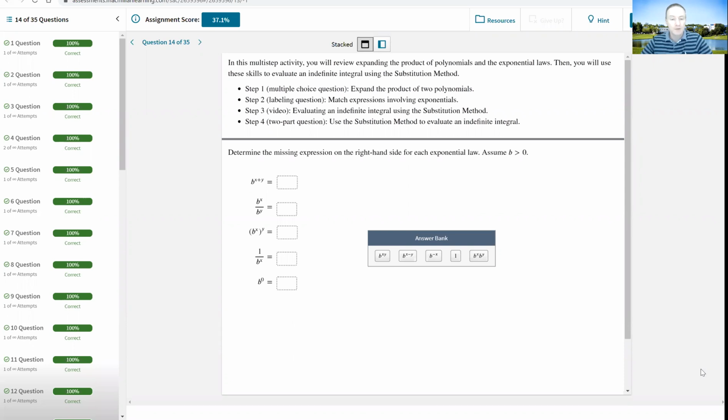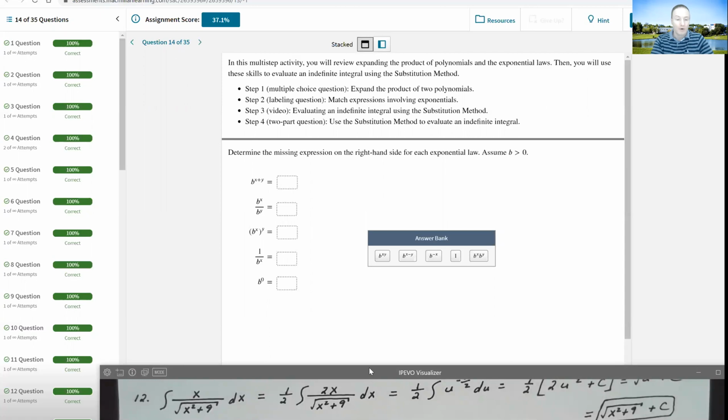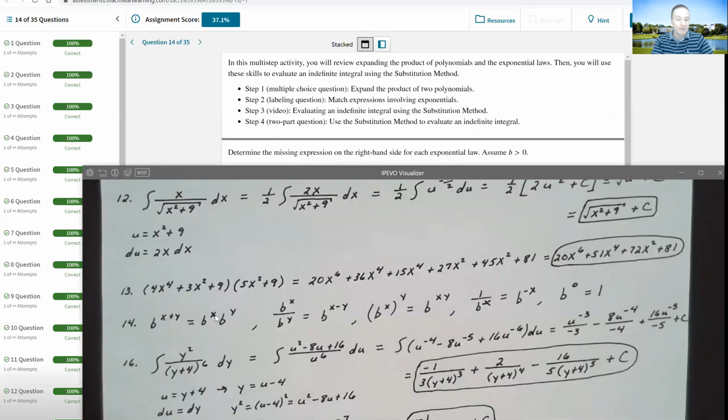So when I'm asked to determine the missing expression on the right-hand side for each exponential law, okay, if I have b to the x plus y, I know that anytime I'm adding in the exponent like that, I could separate it up and say that that's the same thing as b to the x times b to the y. So I worked that right here, b to the x plus y, same thing as b to the x times b to the y. If I divide, that's the same thing as subtraction, b to the x minus y. If I have a power to a power, that's when we multiply, it'd be b to the xy.